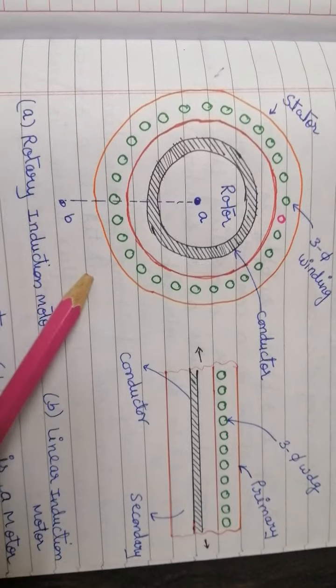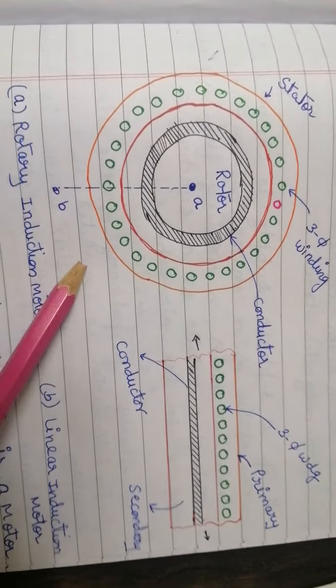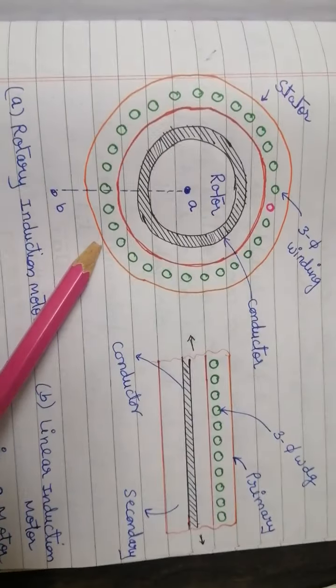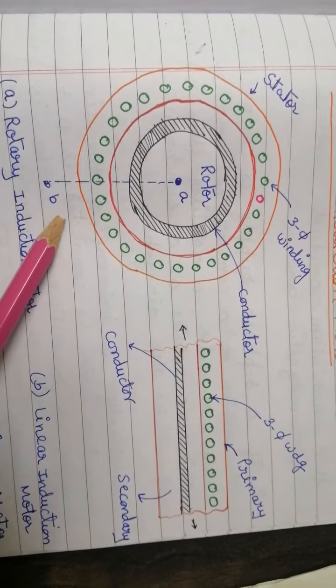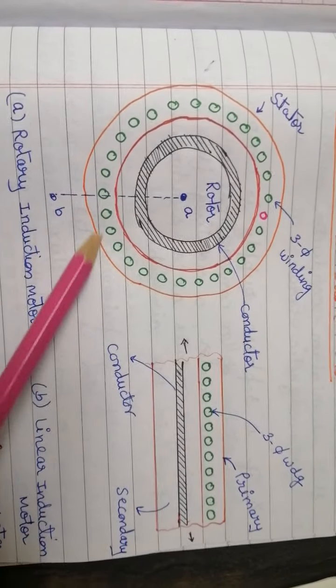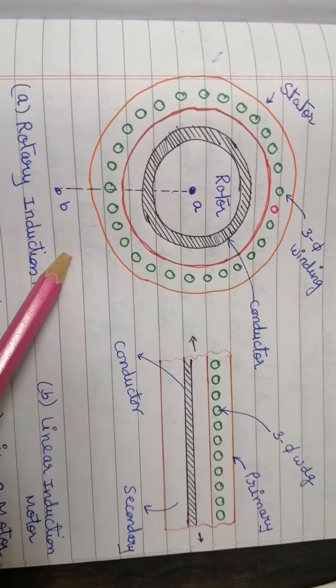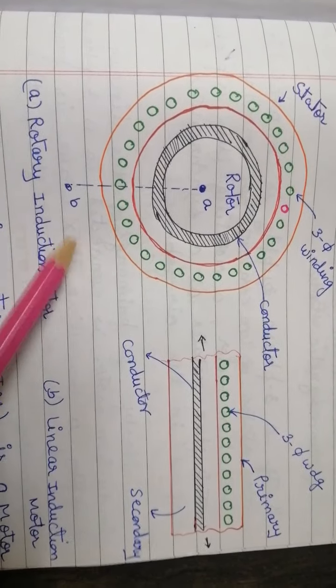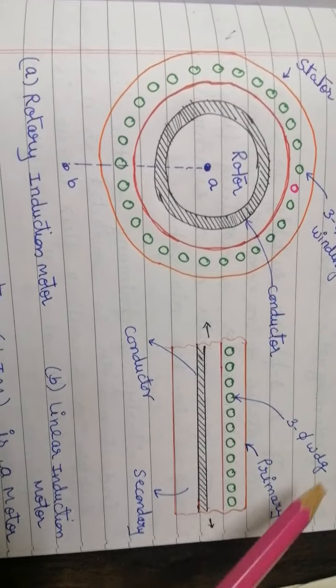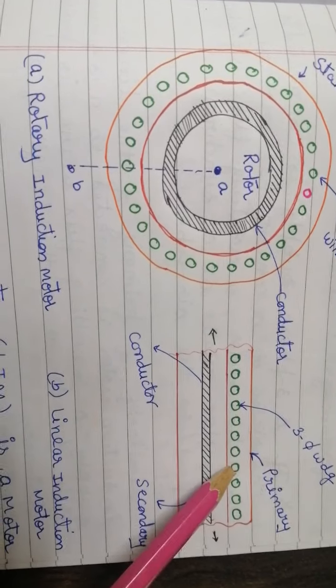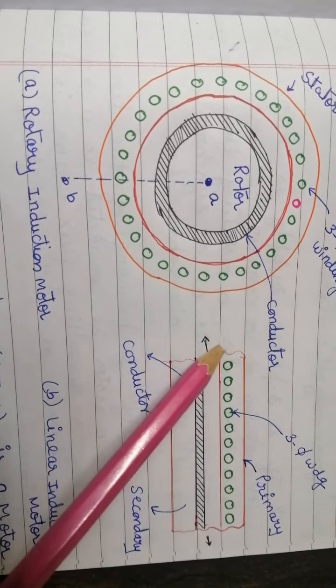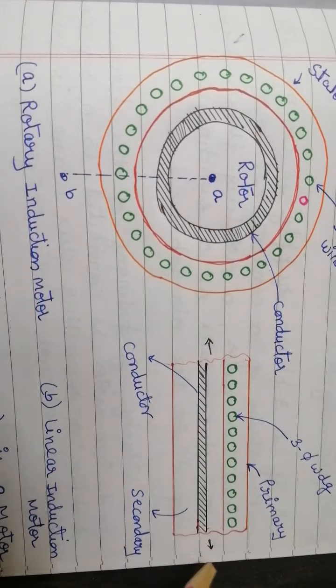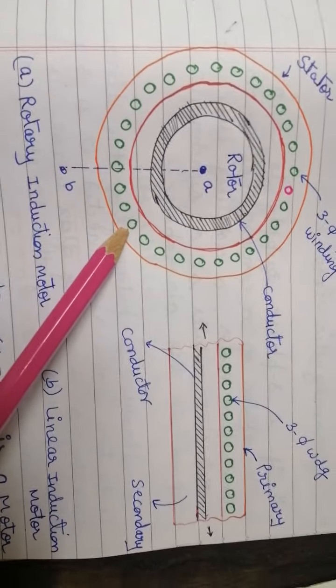As in a rotary induction motor, when we connect the three-phase supply to the stator, a rotary flux or revolving magnetic field is produced. Similarly, when we connect a three-phase supply to the linear induction motor, a traveling flux is produced instead of a rotary magnetic field.